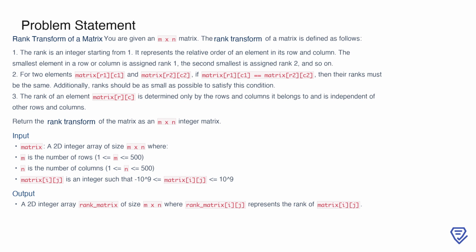The rank of an element depends only on the rows and columns it belongs to, not on other rows or columns. The goal is to compute and return a new matrix where each element represents the rank of the corresponding element in the input matrix. The input matrix can have dimensions up to 500 by 500, with values ranging from -10^9 to 10^9, so the solution needs to handle large inputs efficiently.